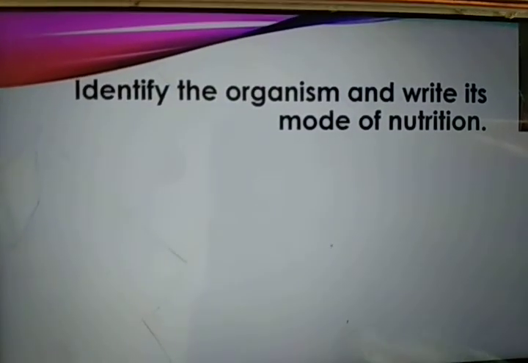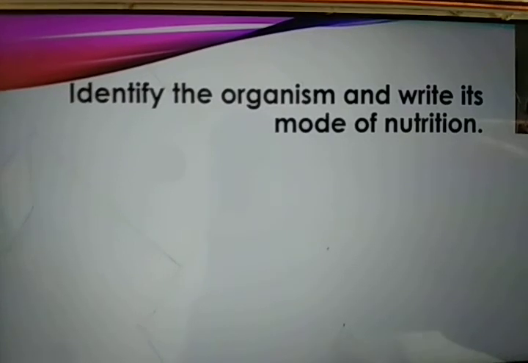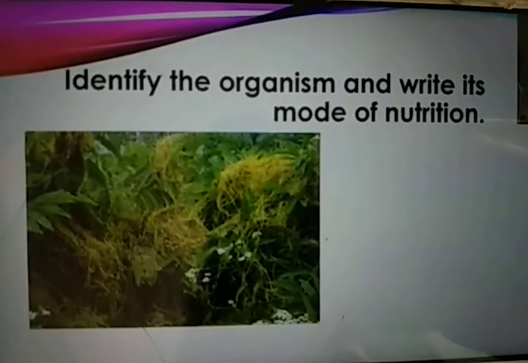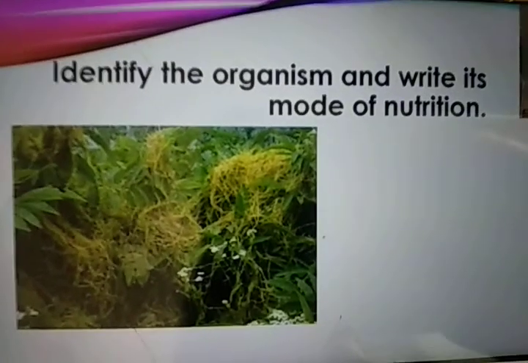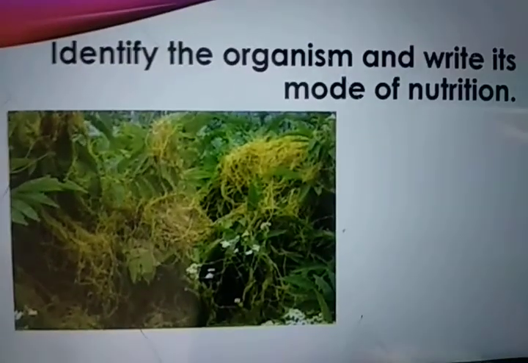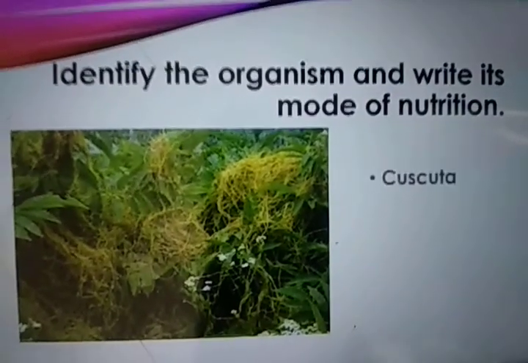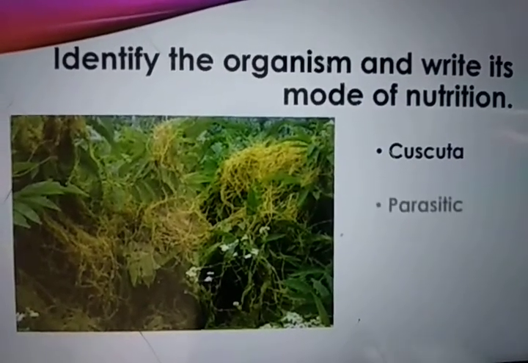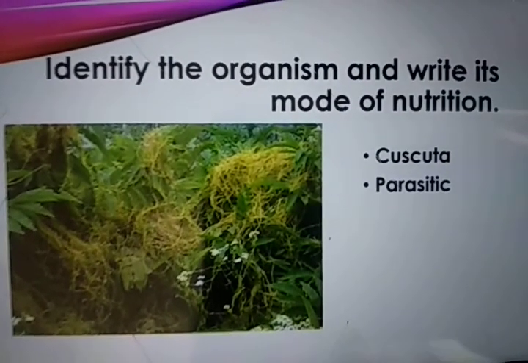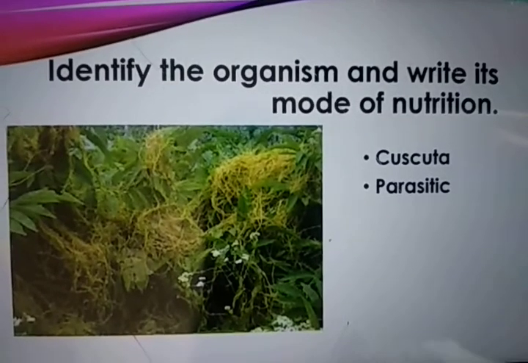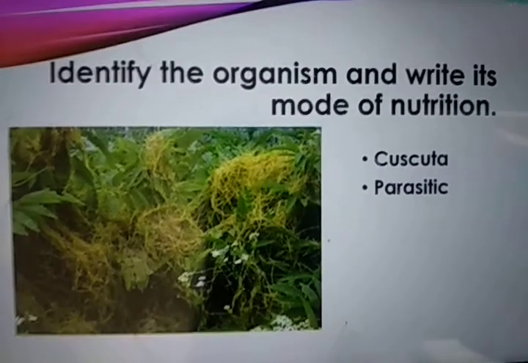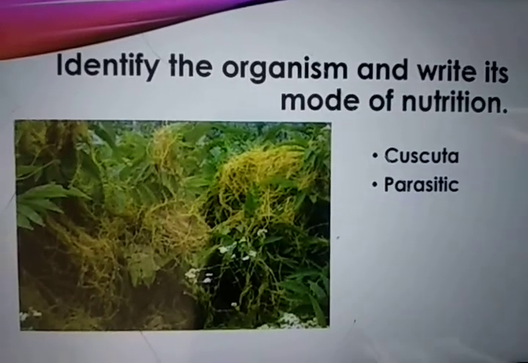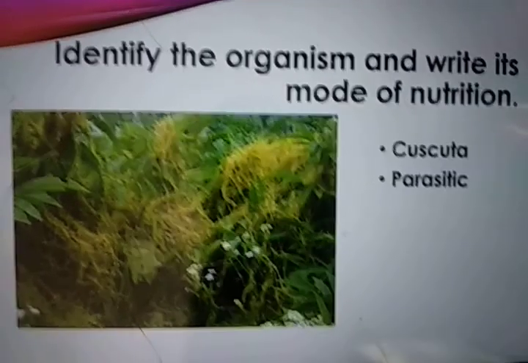Now the next question, identify the organism and write its mode of nutrition. You have to identify this picture. So this is Cuscuta or Amarbel, and the mode of nutrition is parasitic. It does not photosynthesize, it depends on other plants for its food.